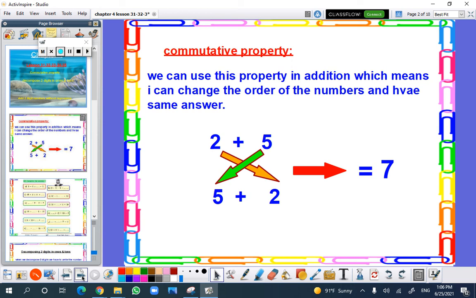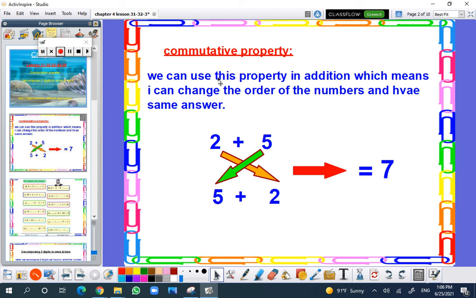Let's go. Commutative property. Can you remember what the meaning of the commutative property that we took last year? Commutative property means I can change the order of the numbers. We can use this property only on the addition. I can change the order of the items when I make the addition. I can do it only on the addition. I can't make it on subtraction.